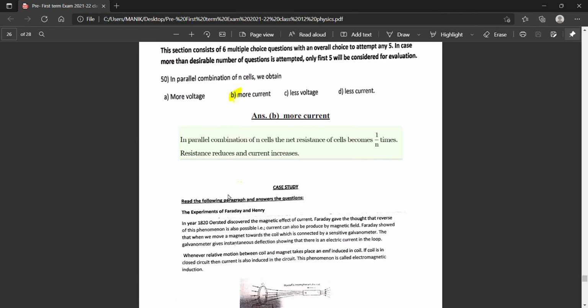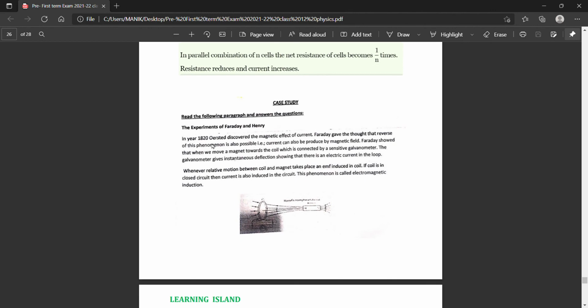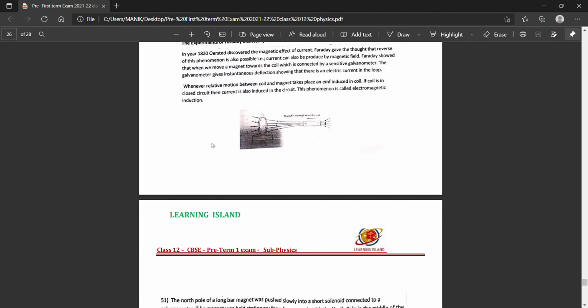Now Section C. Question number 50: in a parallel combination of n cells we obtain... If it is a parallel circuit, then the resistance will decrease, so the current will increase. So the answer will be more current. Yes. Now this is a case study, so please go through the case study. I am going to the question directly.